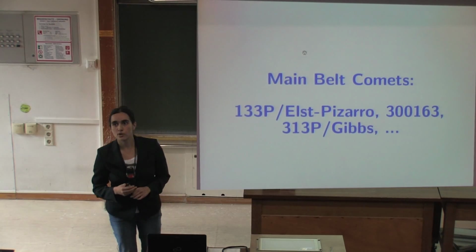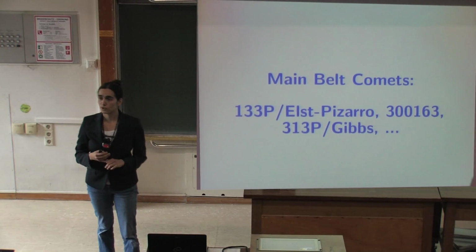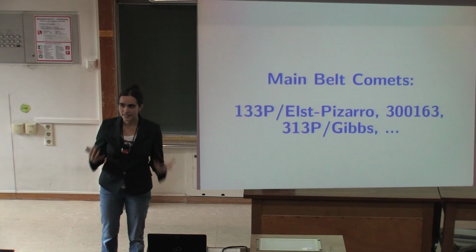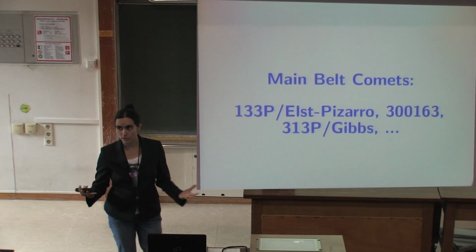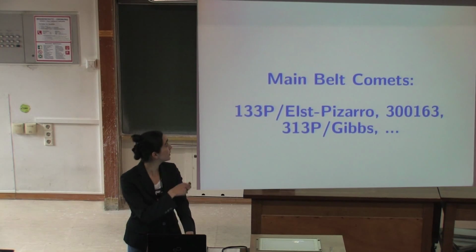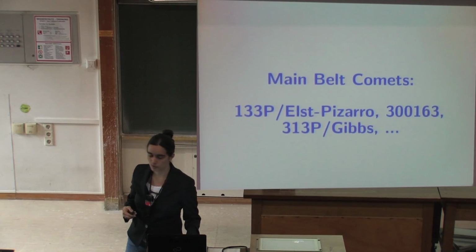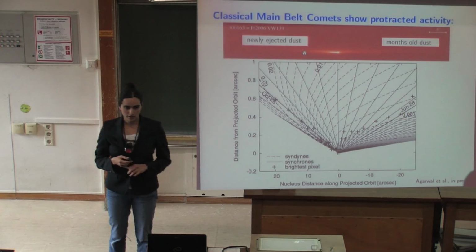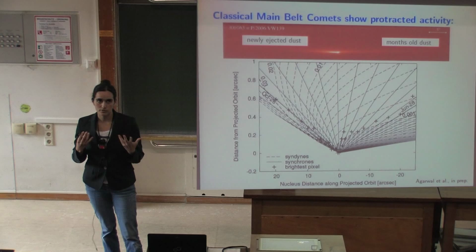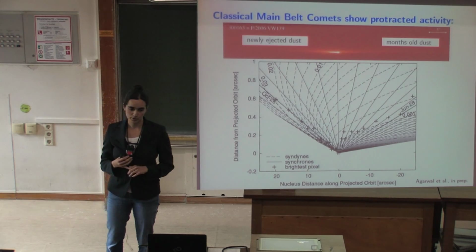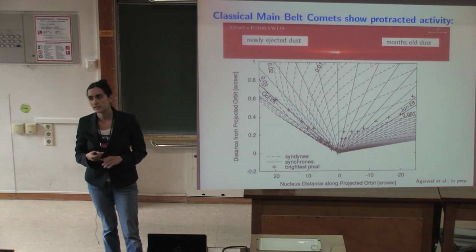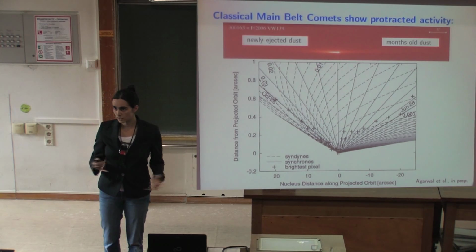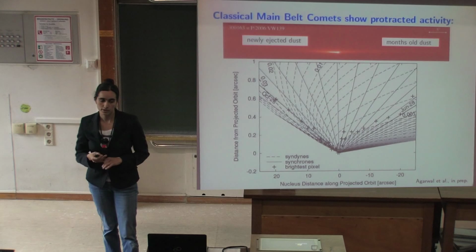Now the first group of objects I want to talk about are the so-called main belt comets. They are the classical active asteroids, the so-called prototype. They also contain 133P Pizarro, the object that was discovered first. And they have some common properties. One of these properties is that they show protracted activity, like comets. The activity continues for several months typically before it dies down again.